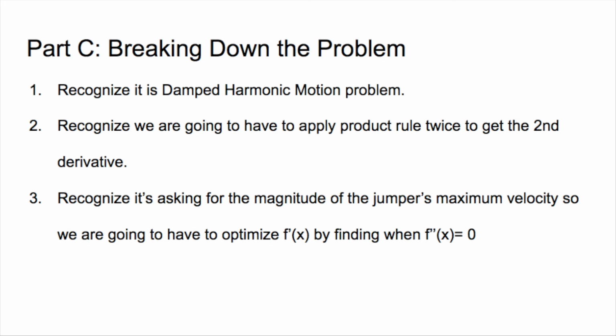Because we're going to have to take the second derivative, we're going to have to apply the product rule twice. And third, we recognize that it's asking for the magnitude of the jumper's maximum velocity. So we are going to have to optimize the first derivative by finding when the second derivative is equal to 0.